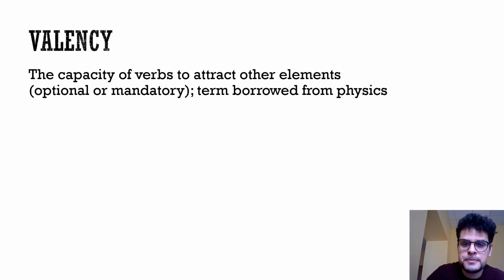Once we have a linguistic context, a sequence of words, and see the relationship across them, one of the main notions is that of valency. Valency can be defined as the capacity of verbs to attract other elements, and is a term that is borrowed from physics.